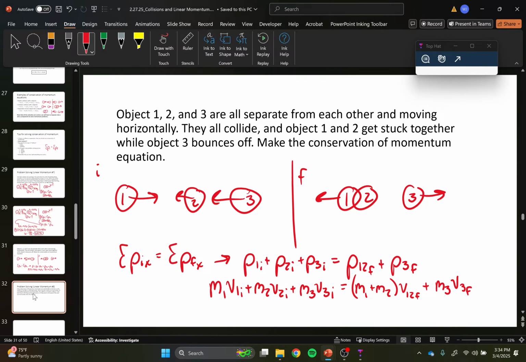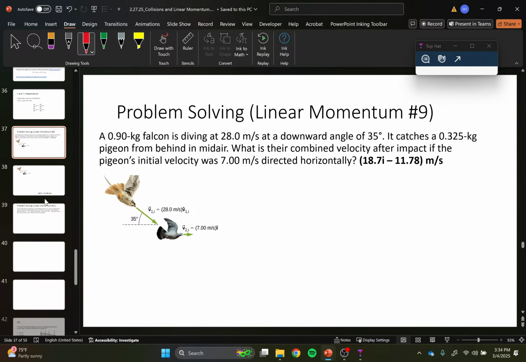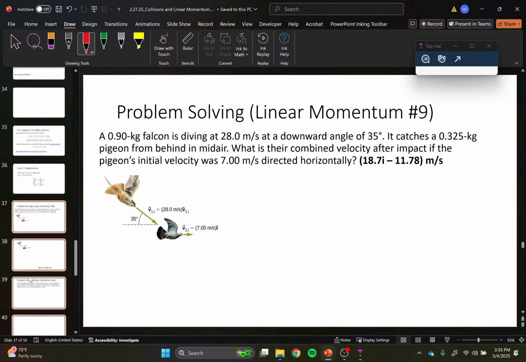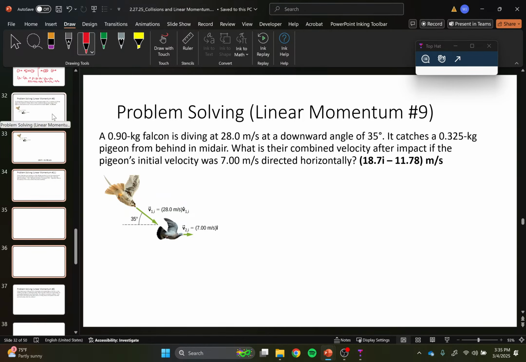Okay, so we are not going to do the boy and the boulder. That is actually the last problem we're going to do because, as weird as it sounds, it's the most complicated due to math reasons, not due to physics reasons. So we're going to leave the boy and the boulder at the end. So we're going to build.